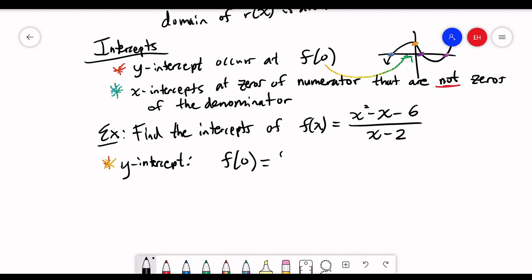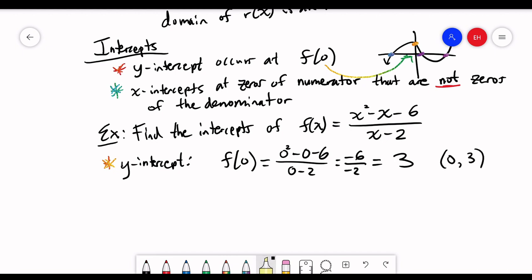So f of 0 is 0 squared minus 0 minus 6 over 0 minus 2, which is just minus 6 over minus 2, which reduces down to 3. So the y-intercept is the point 0, 3, because we put in 0 for the x and we got 3 out for the output. All right, let's get the x-intercepts.